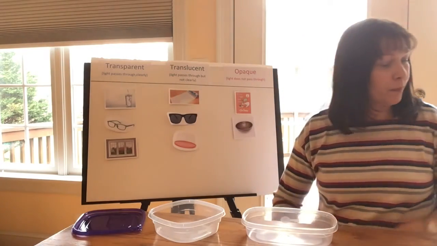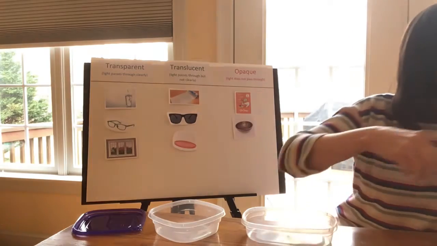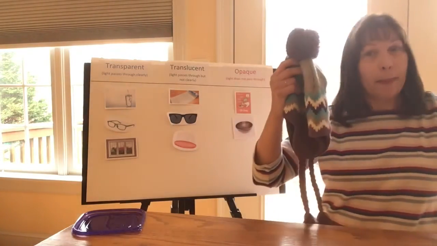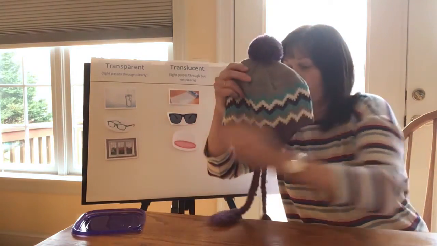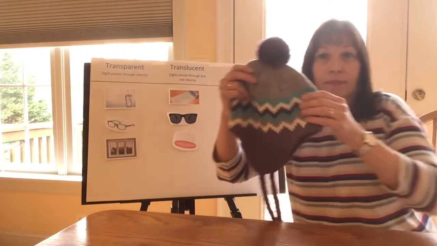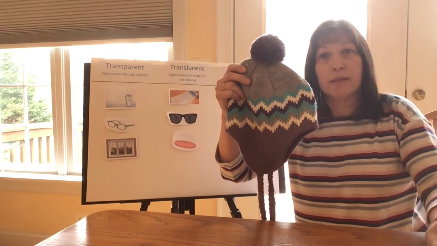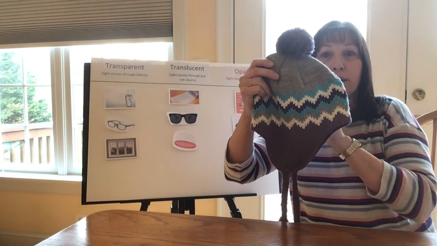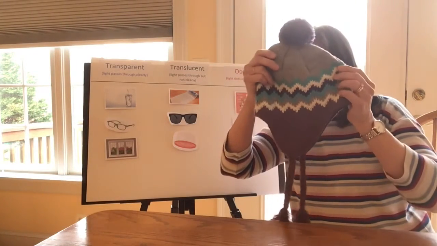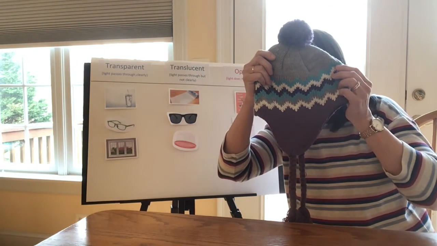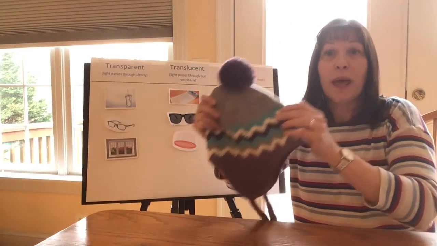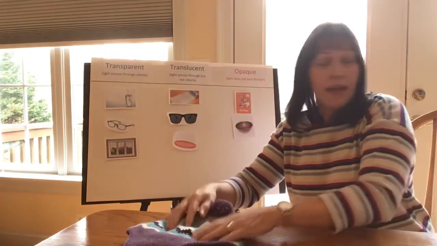Let's do one more. I have a winter hat here. Let's see what happens. Light does not pass through it, and I cannot see through it. It is an example of opaque, an opaque item.